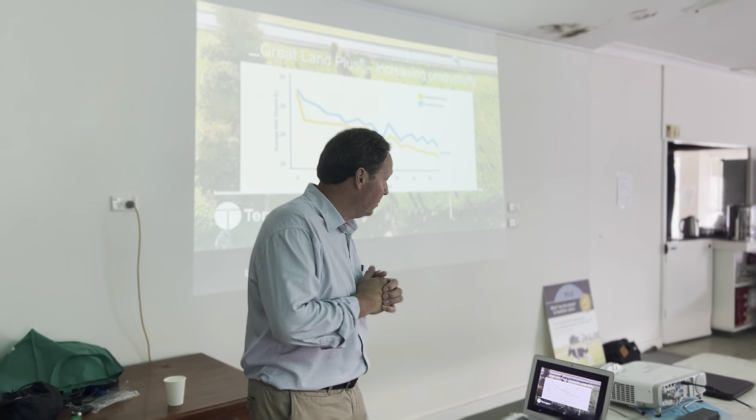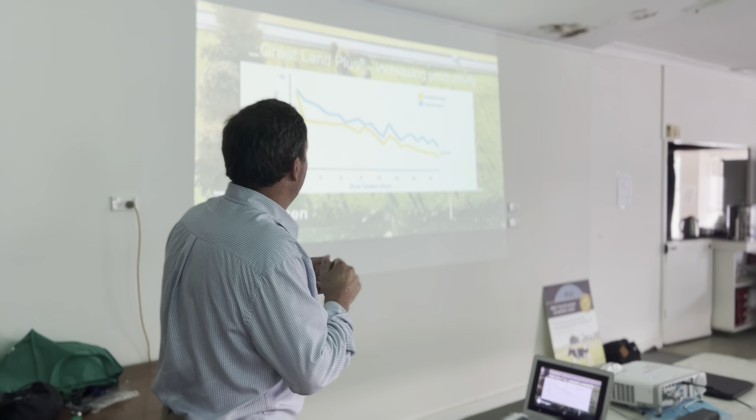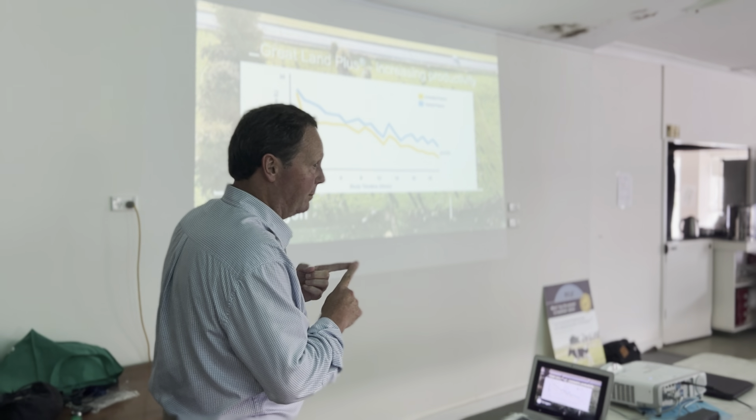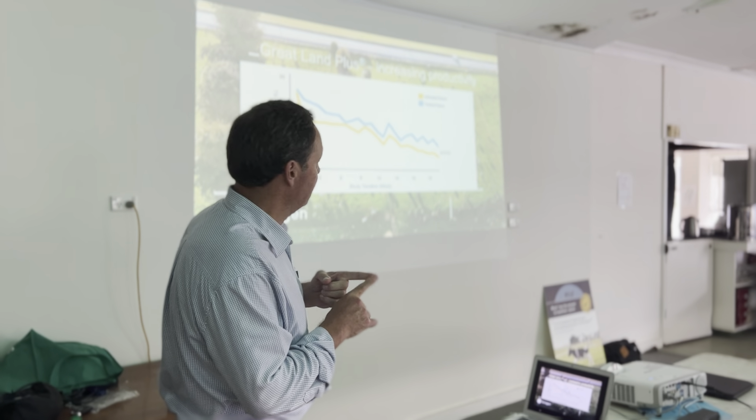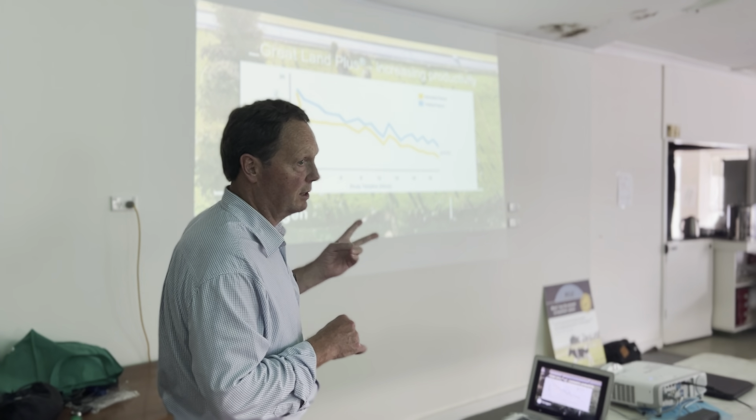So I think what we can conclude there is that we can show with Greatland that you get an increase in dry matter on your pasture, and an improvement in productivity from animals that graze that pasture.